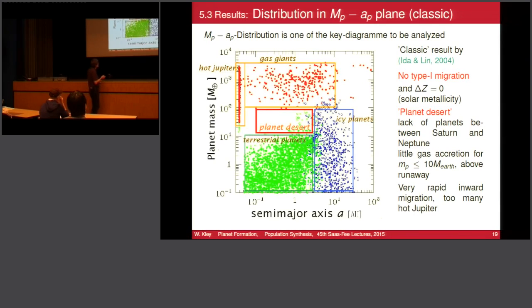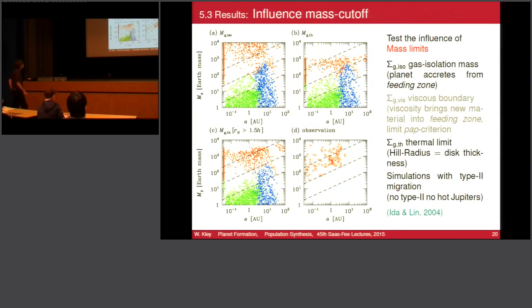And I will compare this later on to the observations. Okay. And then you have very rapid inward migration, too many hot Jupiters. These are the very first results. And they have more ice here, it's clear. At the outer radii you have more ice, and the inner parts have more solids. I mean, it's rocks, basically, like the terrestrial planets. So this is the classic diagram here.